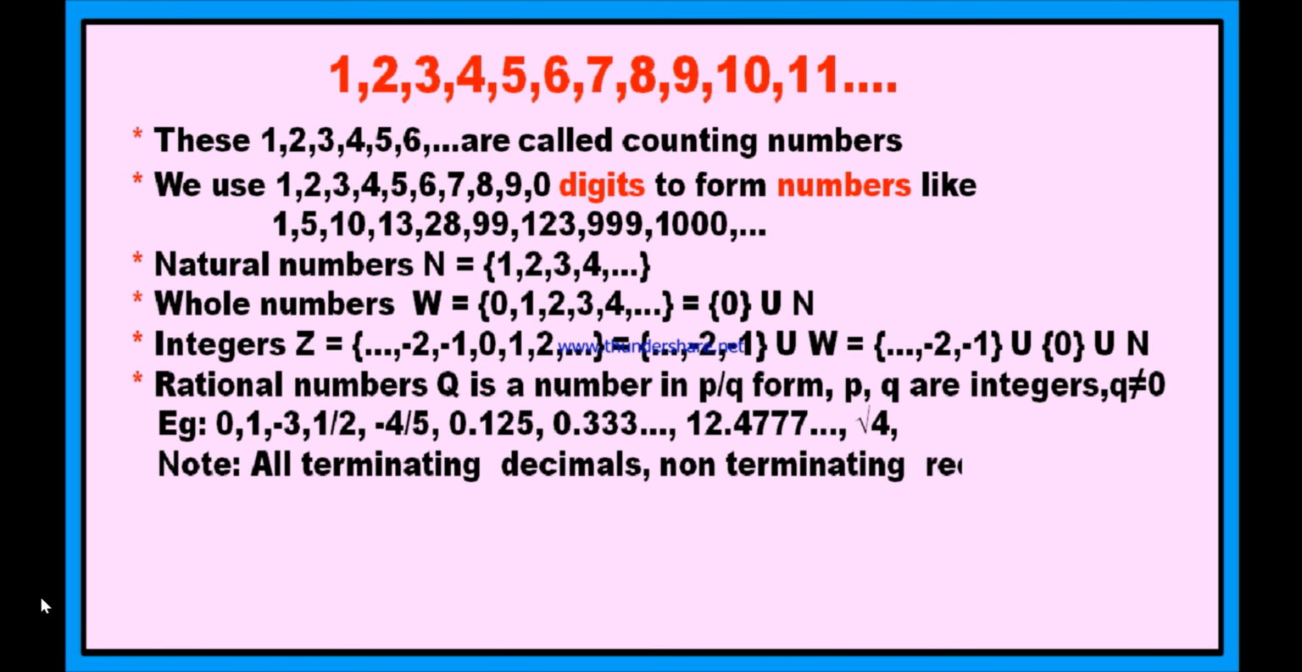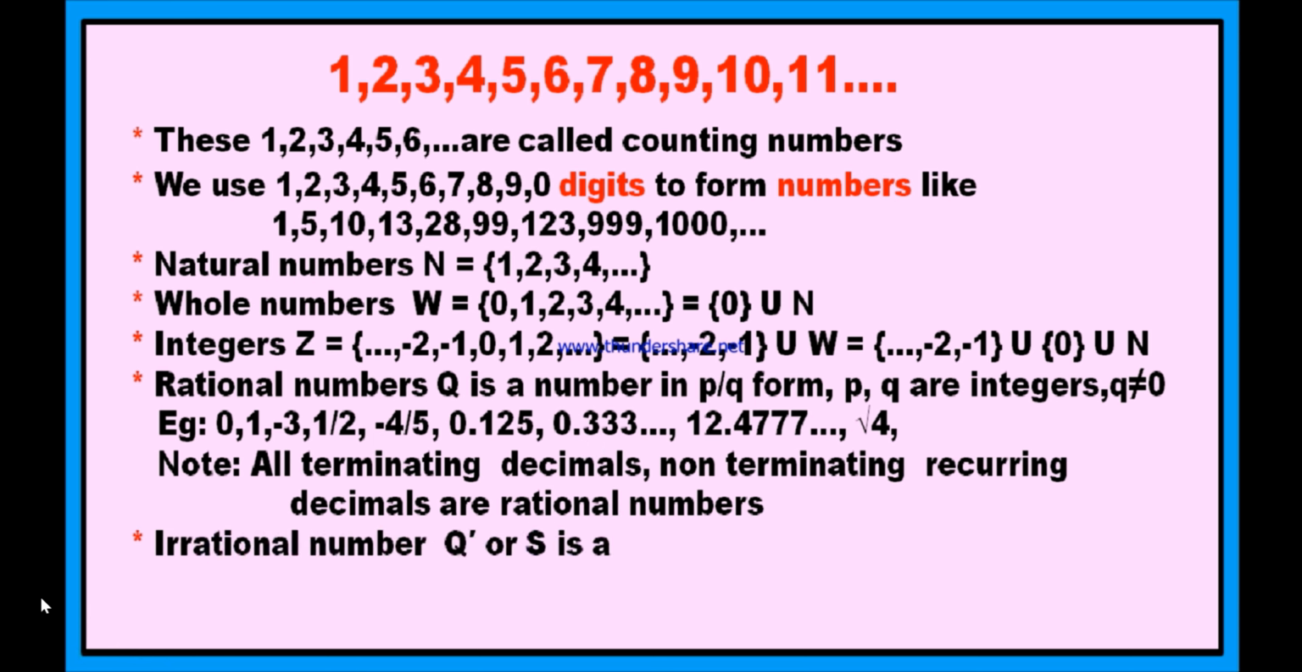Note, all terminating decimals and non-terminating recurring decimals are always rational numbers. You see, I told you already. 0.125, it is a terminating decimal. 0.333 and so on, it is a non-terminating recurring decimal. And 12.4777, therefore it is 12.4 and 7 is recurring, therefore again it is a non-terminating recurring decimal. All terminating decimals and all non-terminating recurring decimals are always rational numbers.